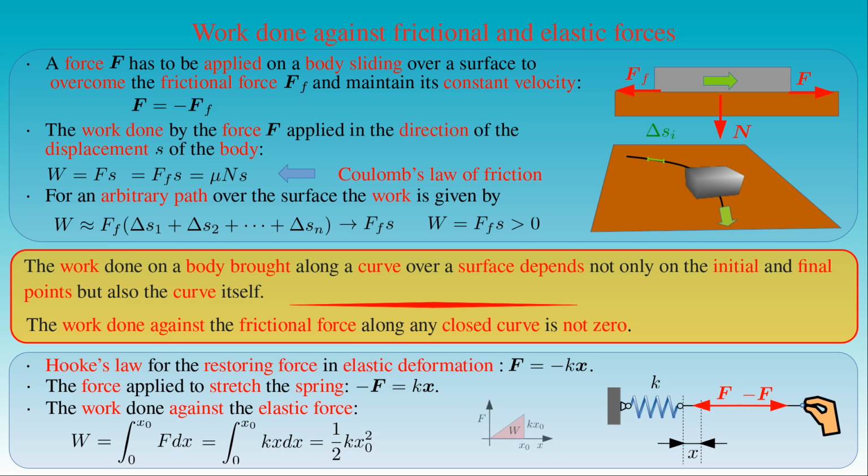The graphic representation of the work W can be seen in this figure, where the magnitude of the force F applied on the spring is plotted as a function of the displacement x. The magnitude of the force is equal to k times x0 at the maximum value x0 of the displacement, and the shaded area gives the work W done against the elastic force of the spring.